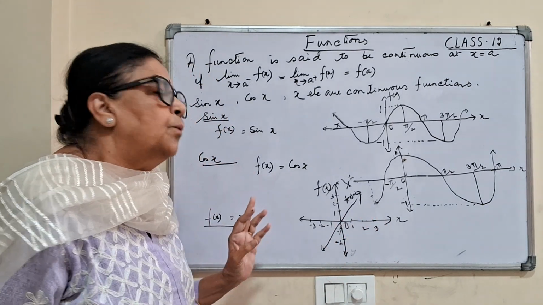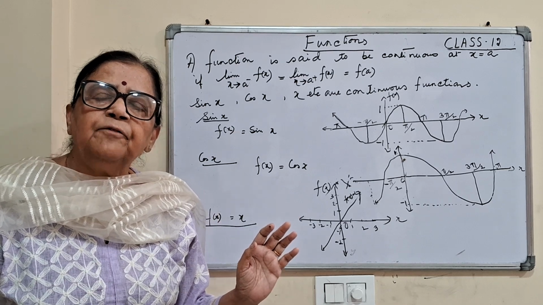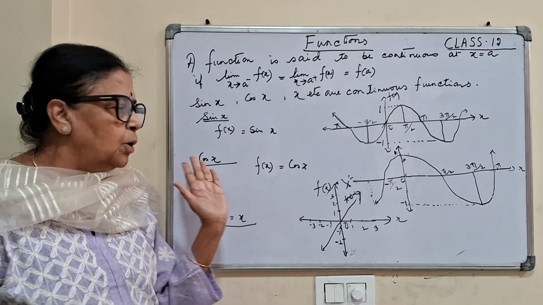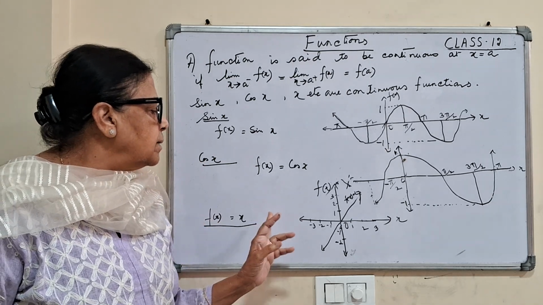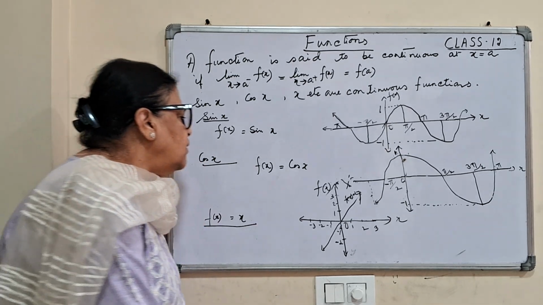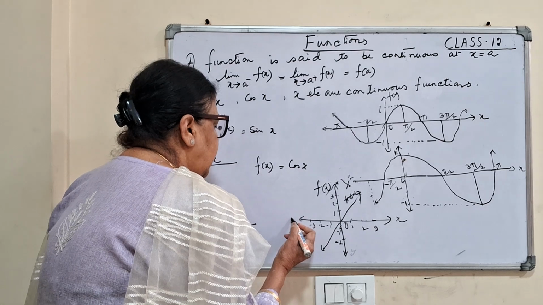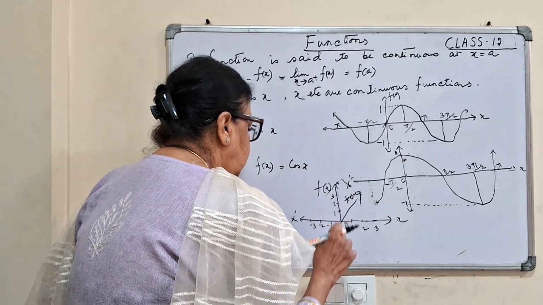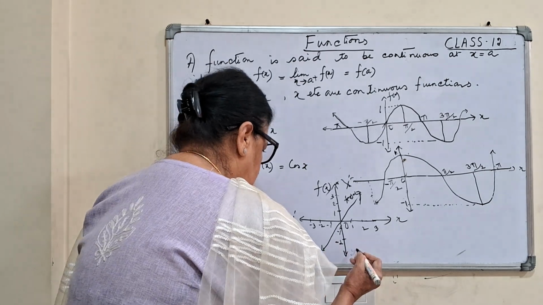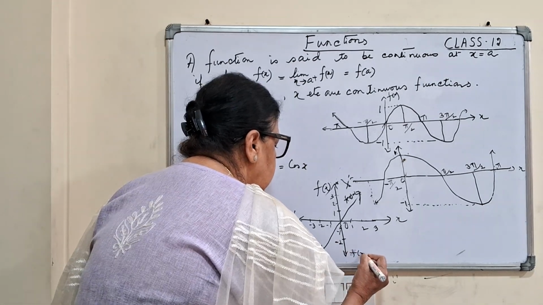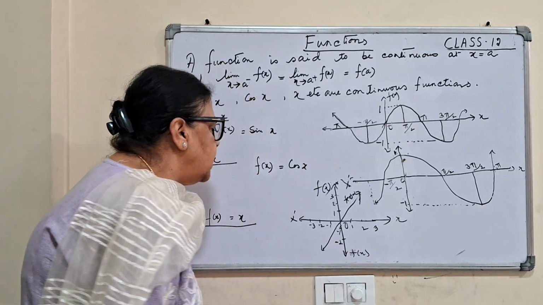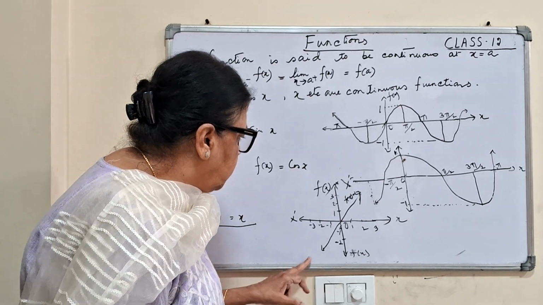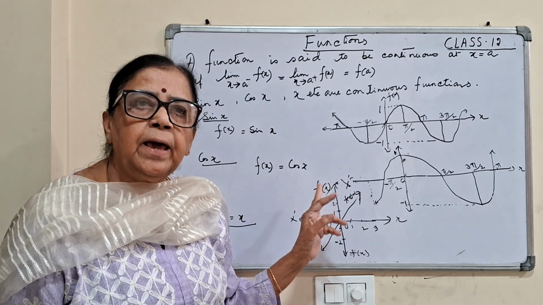Then comes y is equal to x, or f(x) is equal to x. Now this is a function. This is the x-axis, and this is y, f(x), and this is also f(x) here. This angle will be f(x), and this is the graph of f(x) is equal to x.